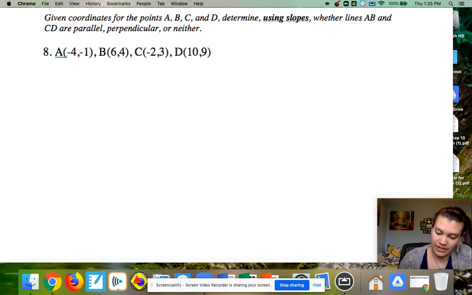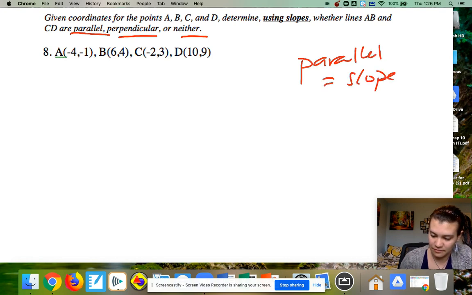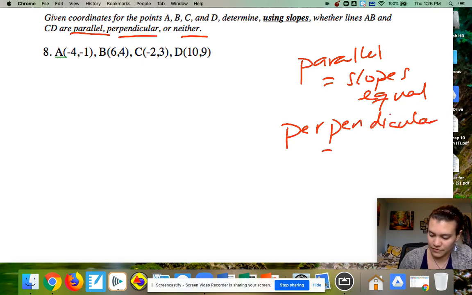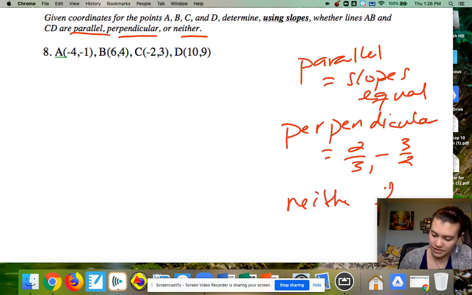All right, so then finding slope, we want to figure out, are they parallel, perpendicular, or neither? So parallel, your slopes are the same, or they're equal. Perpendicular are opposite reciprocals. So like 2/3 and -3/2. So they're the same numbers, but flipped, and one is negative. And neither means they're not either of these. So like 1 and 2/3.